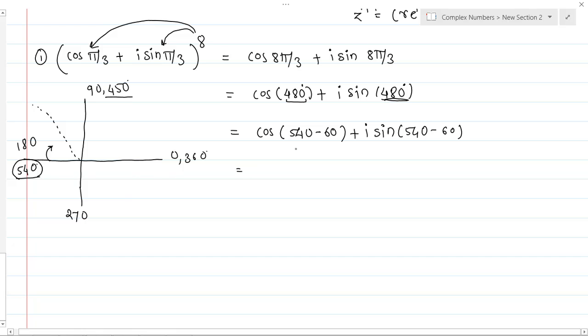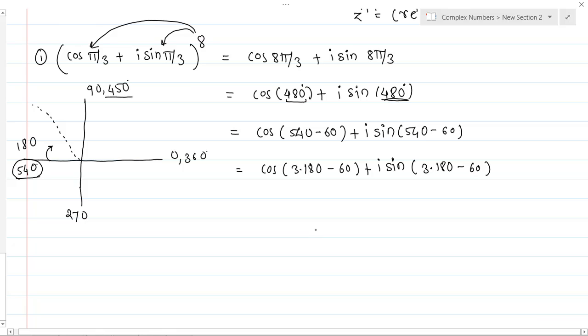Okay, so 540 is what? How will you write it? It is a multiple of 180 degree. So cos of 3 into 180 degree, 3 pi, minus 60 degree, plus i sin of 3 into 180 degree minus 60 degree.